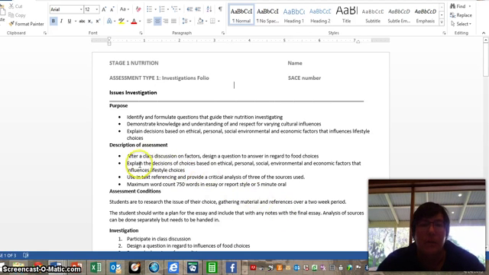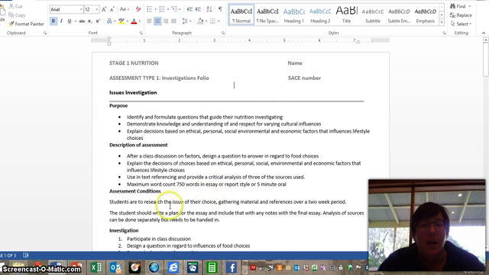You need to look at how people choose food, and explain. When you do that, you need to then explain the decisions of the choices on ethical, personal, social, environmental and economic factors. Okay, you need to use in-text referencing and provide a critical analysis of 3 of the sources used, a maximum word count of 750 words in essay or report style, or 5-minute oral. Okay, so it could be a report style, a piece of work, or it could be an essay.